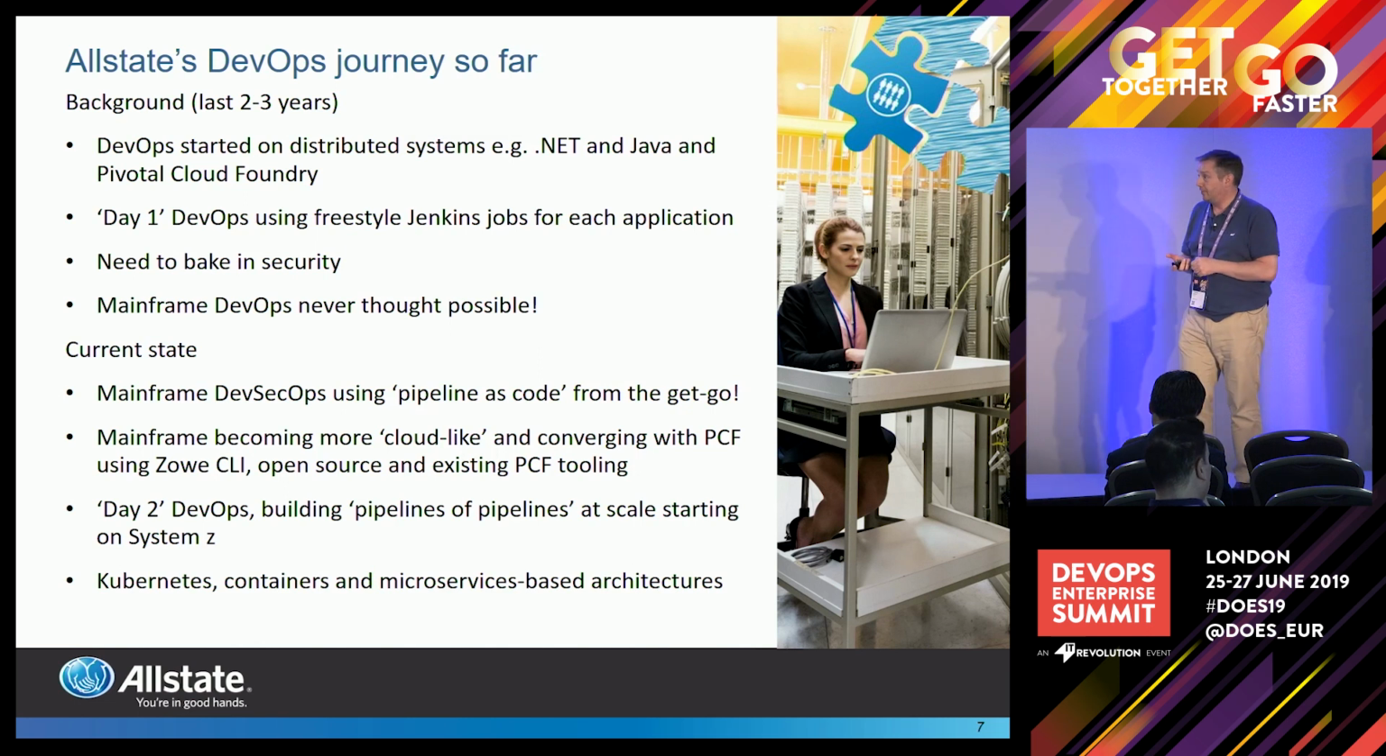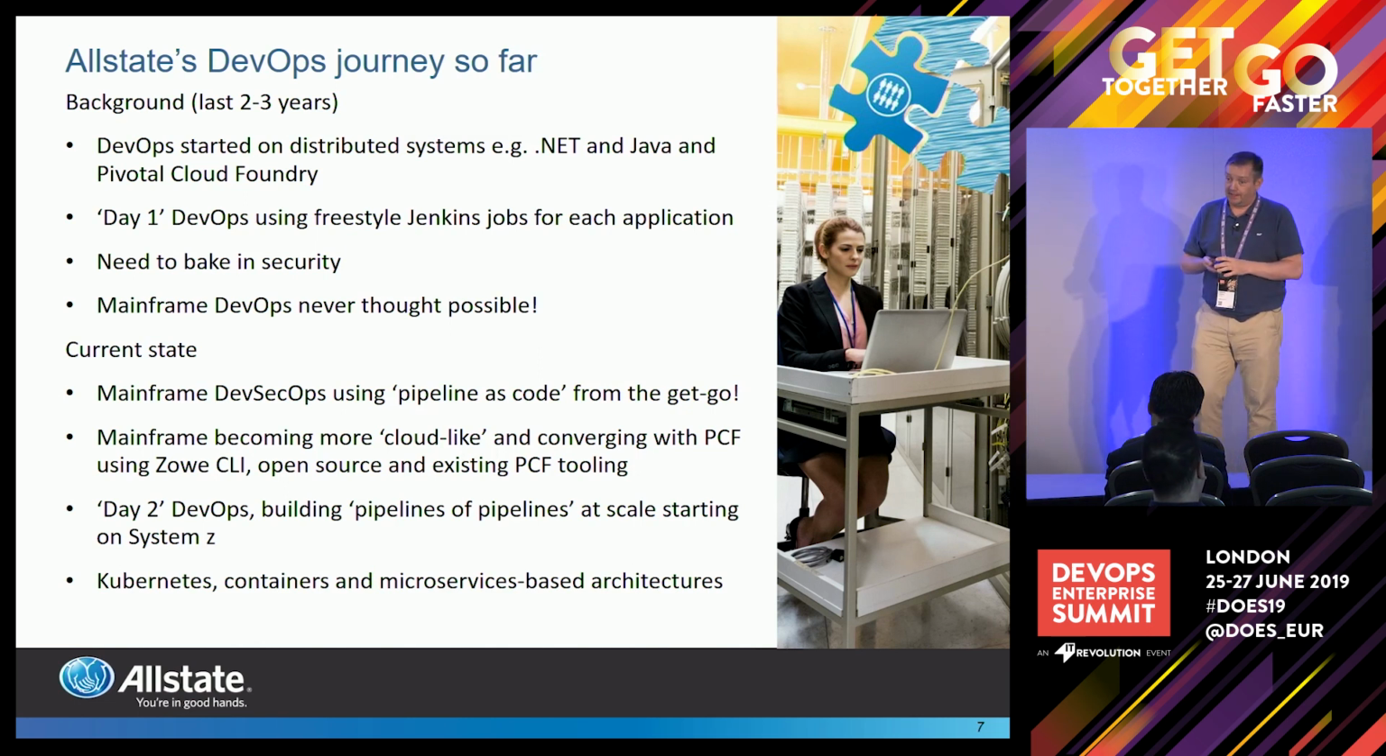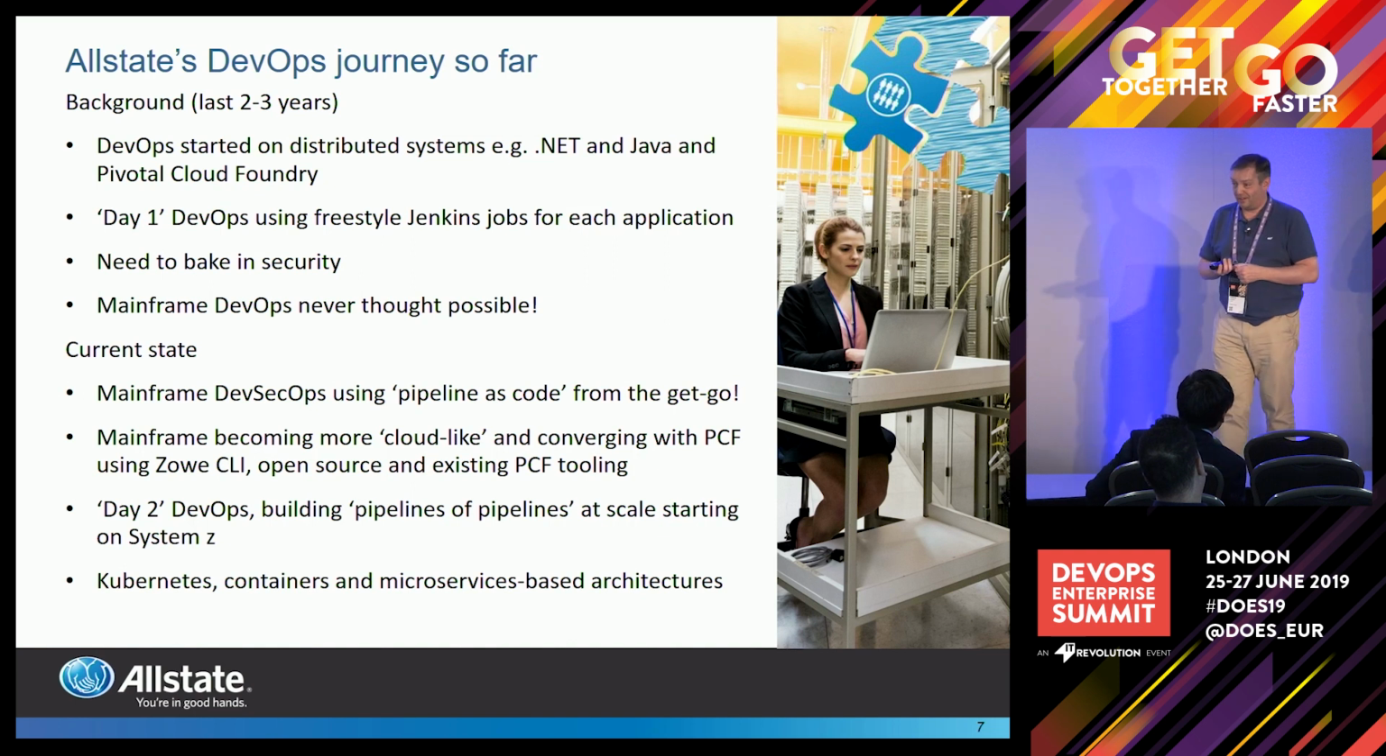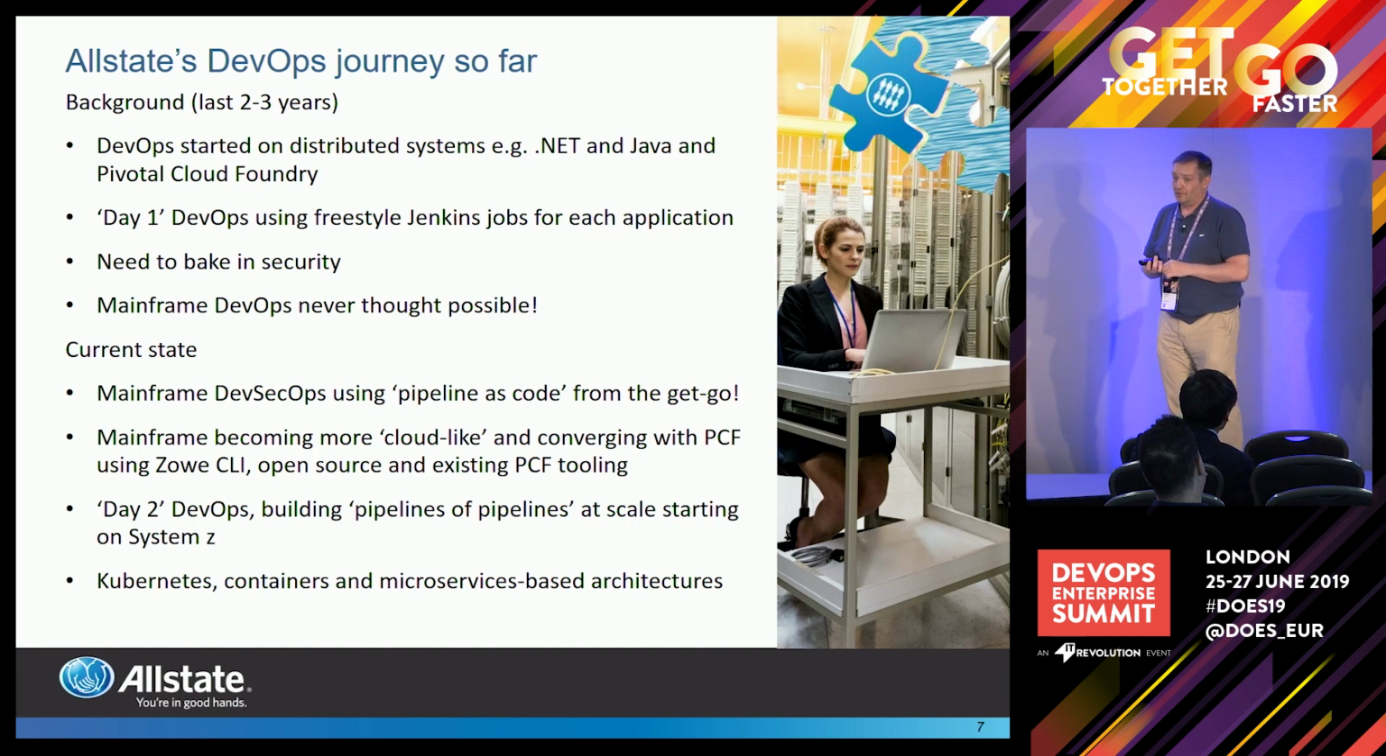So certainly Allstate's DevOps journey so far started very much on the distributed side with .NET. We're a big Pivotal Cloud Foundry shop as well. And they got it, but they built it out really as day one. So it was lots of freestyle jobs, a lot of really smart people doing really smart things.